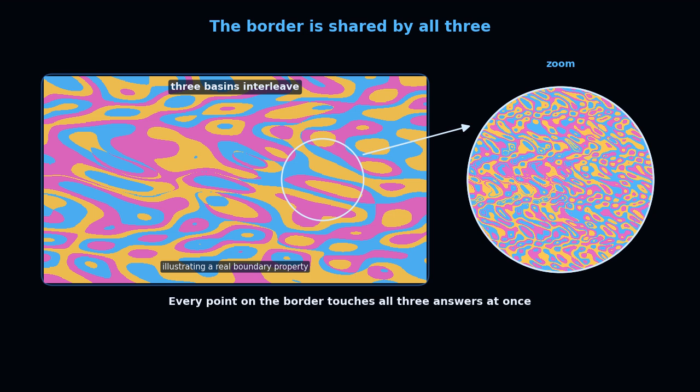Stranger still, the border is shared by all three answers at once. Pick any point on an edge, and all three colors crowd in around it. Every single edge point? That is wild.